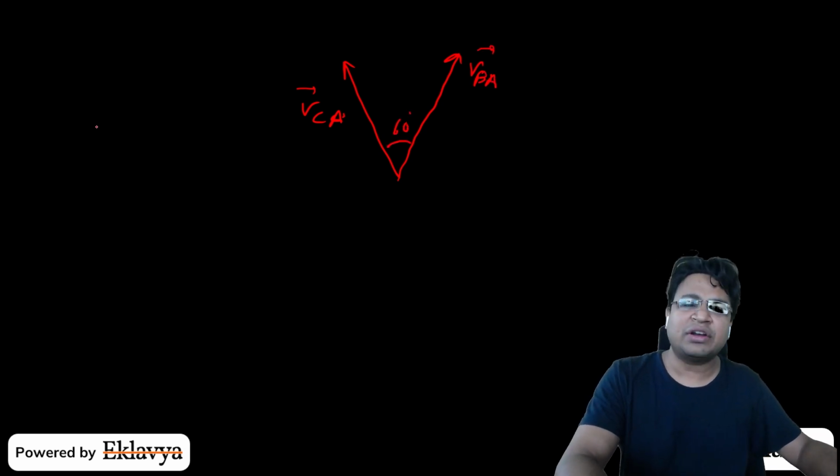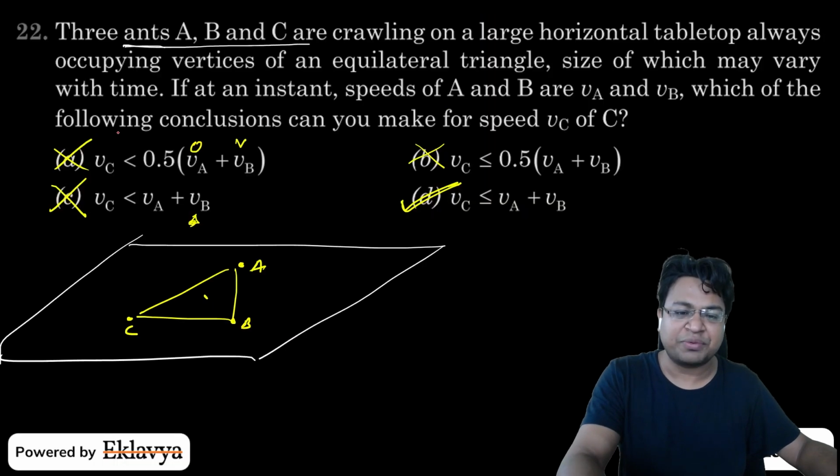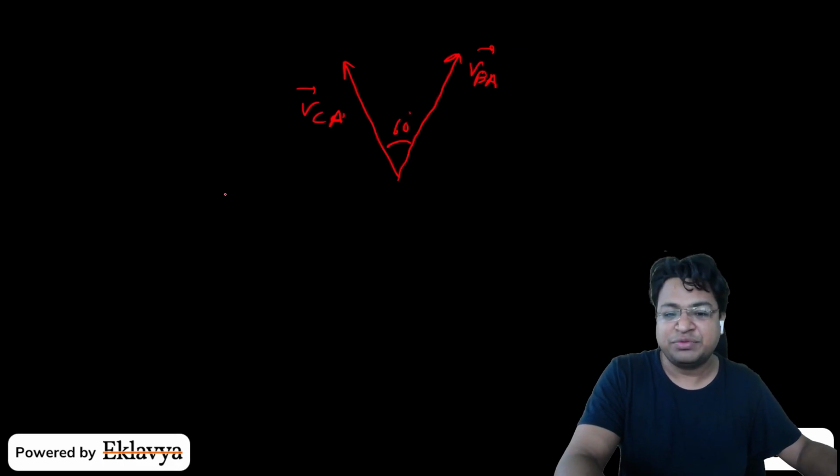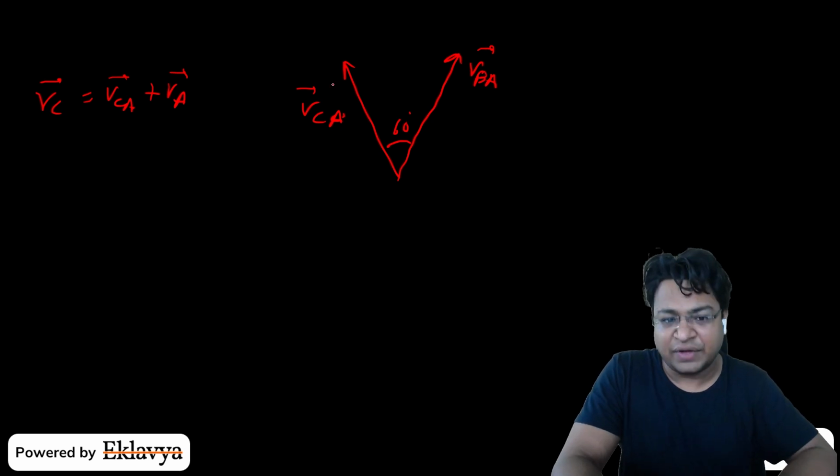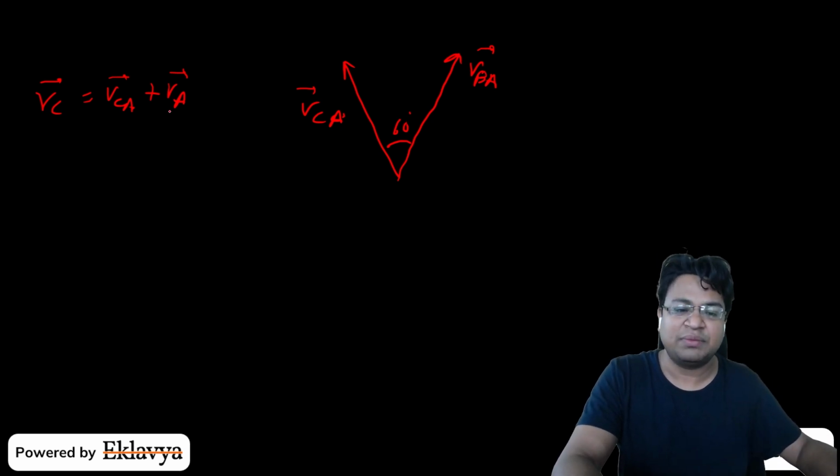Okay. Now we are trying to think about VC. Remember the question, the options are talking about VC. We want to find out what values VC can take. So the VC vector will be given by VCA plus VA vector. All right. In the ground frame, this figure was drawn from the frame of A. In the ground frame, the VC vector will be given by VCA plus VA.